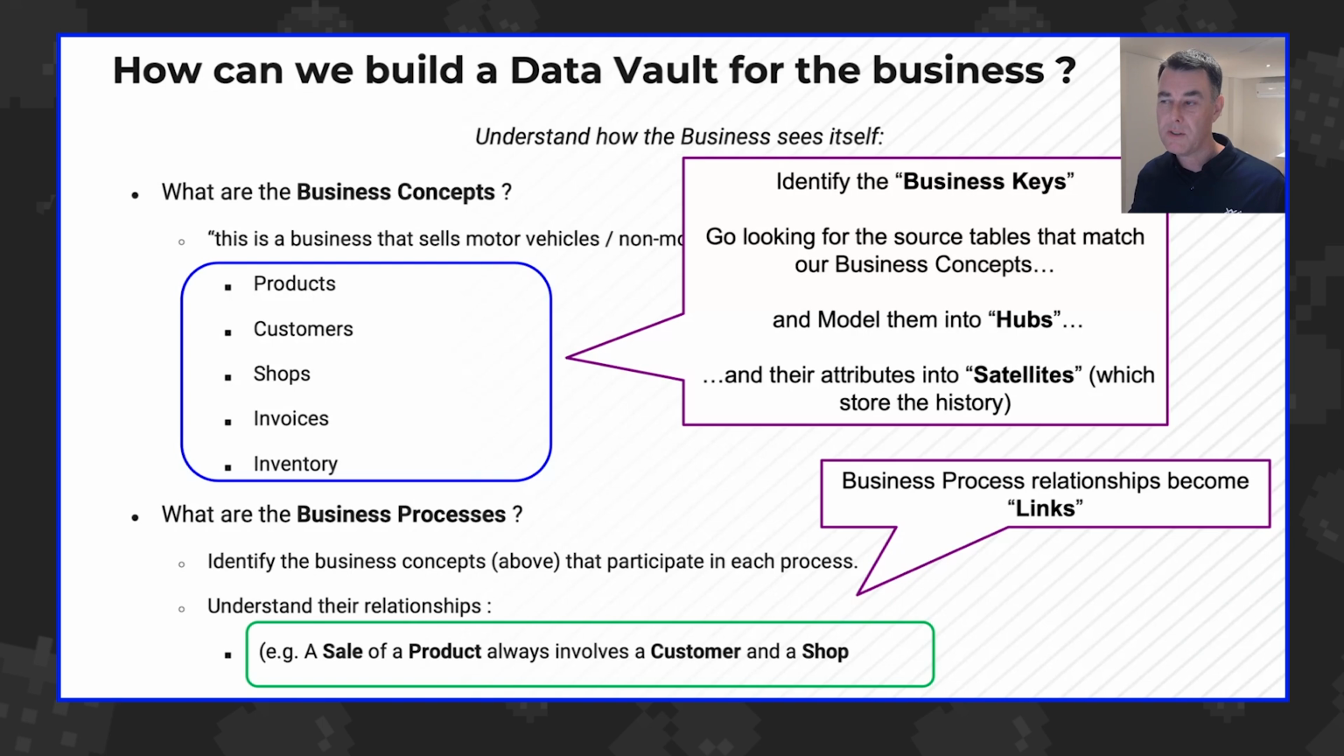From the business concepts, we're going to identify what we call business keys. These are keys that have a meaning to the business. Then we go looking for the source tables that match the business concepts we've come up with, and we model those into hubs. The attributes of those tables end up in satellites, which are the objects that store the history in the Data Vault. And the relationships that we found in the business processes become links in our Data Vault.